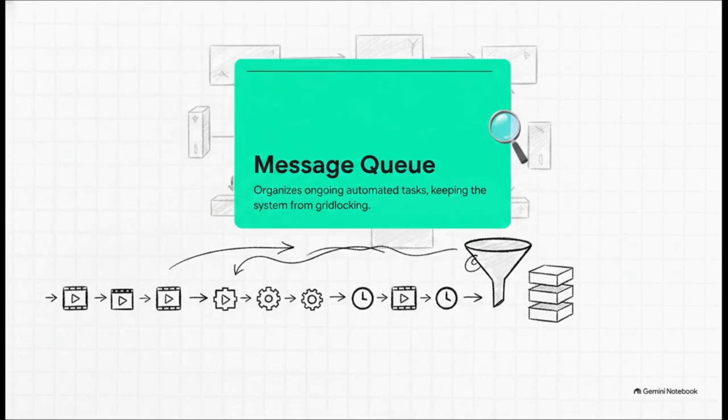And sitting pretty at the very bottom is the message queue. Because processing video takes immense time and computing power, the message queue acts as this ultimate automated manager. It lines tasks up perfectly so the platform doesn't just gridlock itself to death trying to do everything at once.